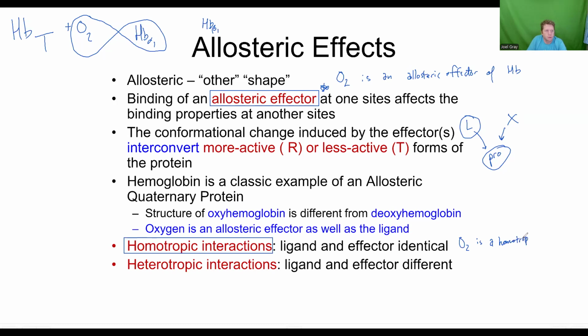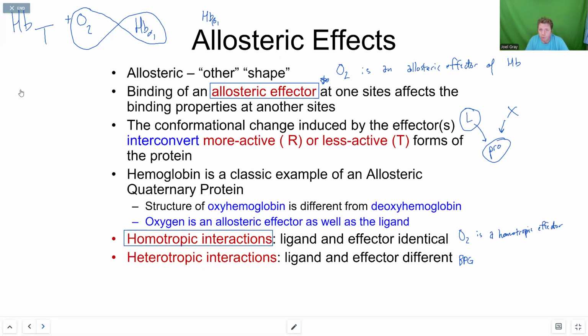homotropic effector. Now, when those molecules are different, which is something we'll talk about a little bit later, I'm going to go ahead and give you this term now: BPG. BPG, or bisphosphoglycerate, is an example of a heterotropic effector. So that is a molecule that binds to hemoglobin and alters hemoglobin's ability to bind its natural ligand. So anything that alters or influences the protein's ability to bind its natural ligand is a homo or heterotropic effector.